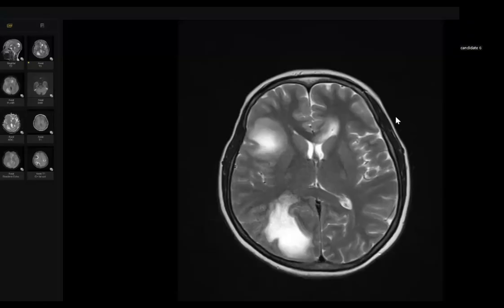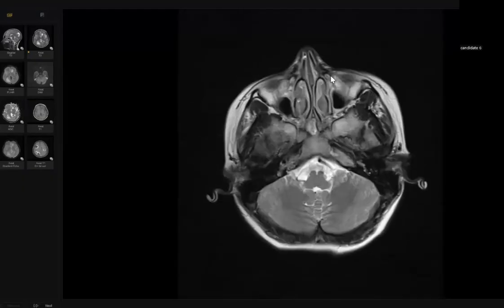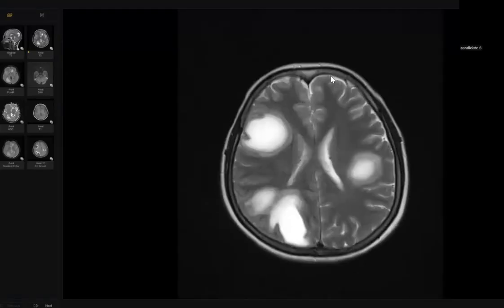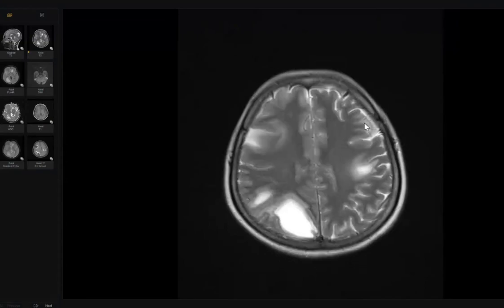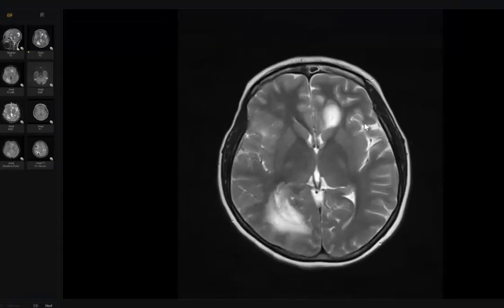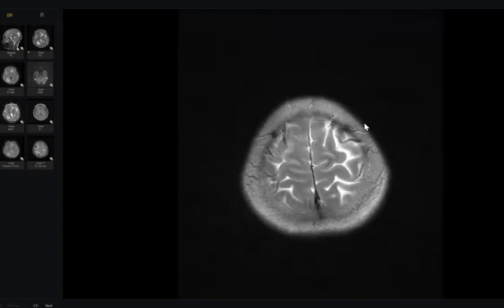So I can see T2 hyperintense signals bilaterally, the larger one on the right side in the frontal lobe, and there is one at the occipital horn of the right lateral ventricle. There seems to be some mass effect and surrounding low signal intensity, and a mild mass effect over the ventricular system. Because these lesions are multiple and bilateral, and the patient is young, I'm also looking at the dural sinuses, which show normal flow void.